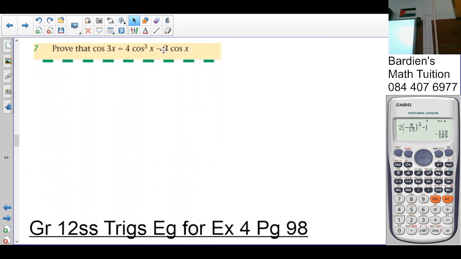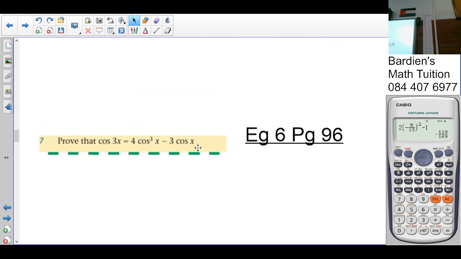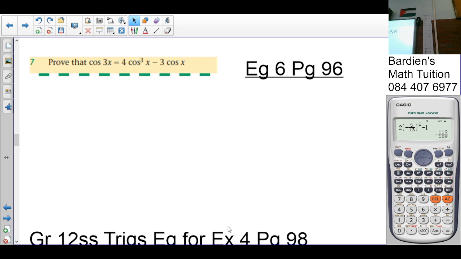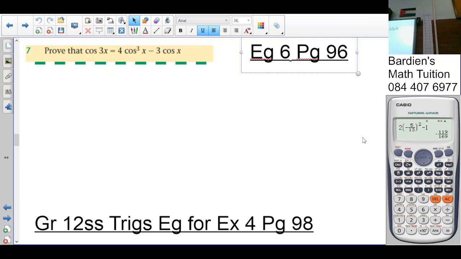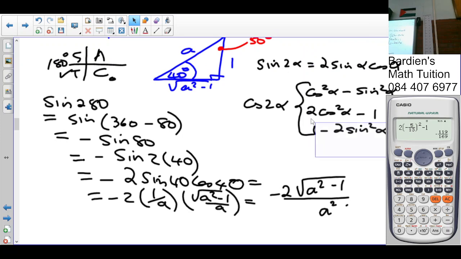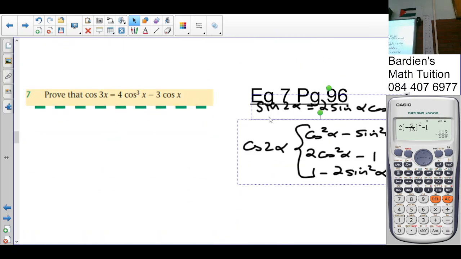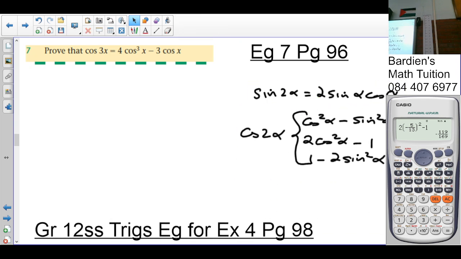It says prove that. Let's get the marker. We are asked to prove that cos of 3x is equal to 4 cos cubed x minus 3 cos x. Okay. Pull this down here for the last time in this lesson. So people, which side is more complex? The left hand side or the right hand side? The left hand side.